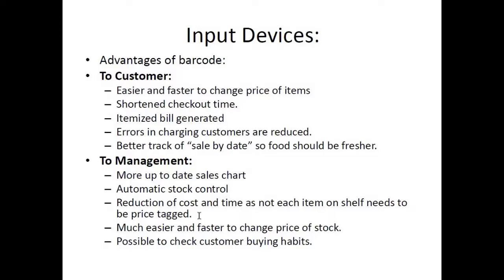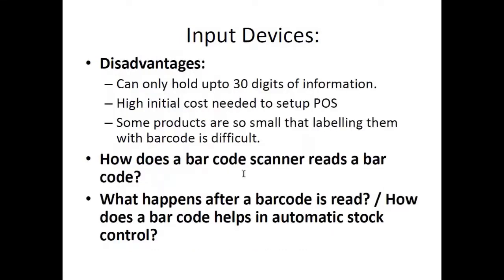Much easier and faster to change the price of stock, as you do not need to label each and every item. If a price is changed, you simply need to log into the database and edit the price column, and that updated price would instantly be applied to the whole stock. It is possible to check customer buying habits. Disadvantages: can only hold up to 30 digits of information. High initial cost needed to set up POS, point of sale.